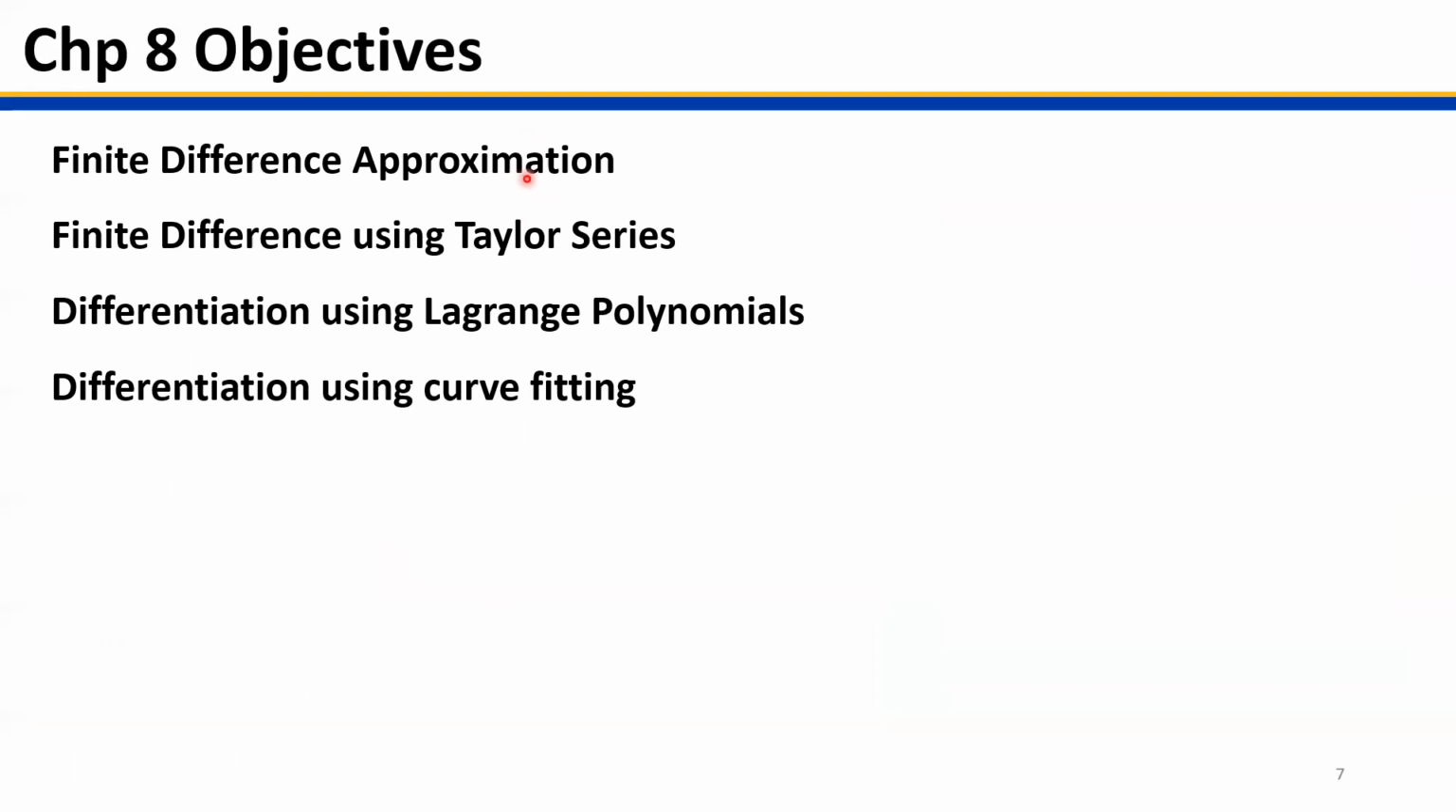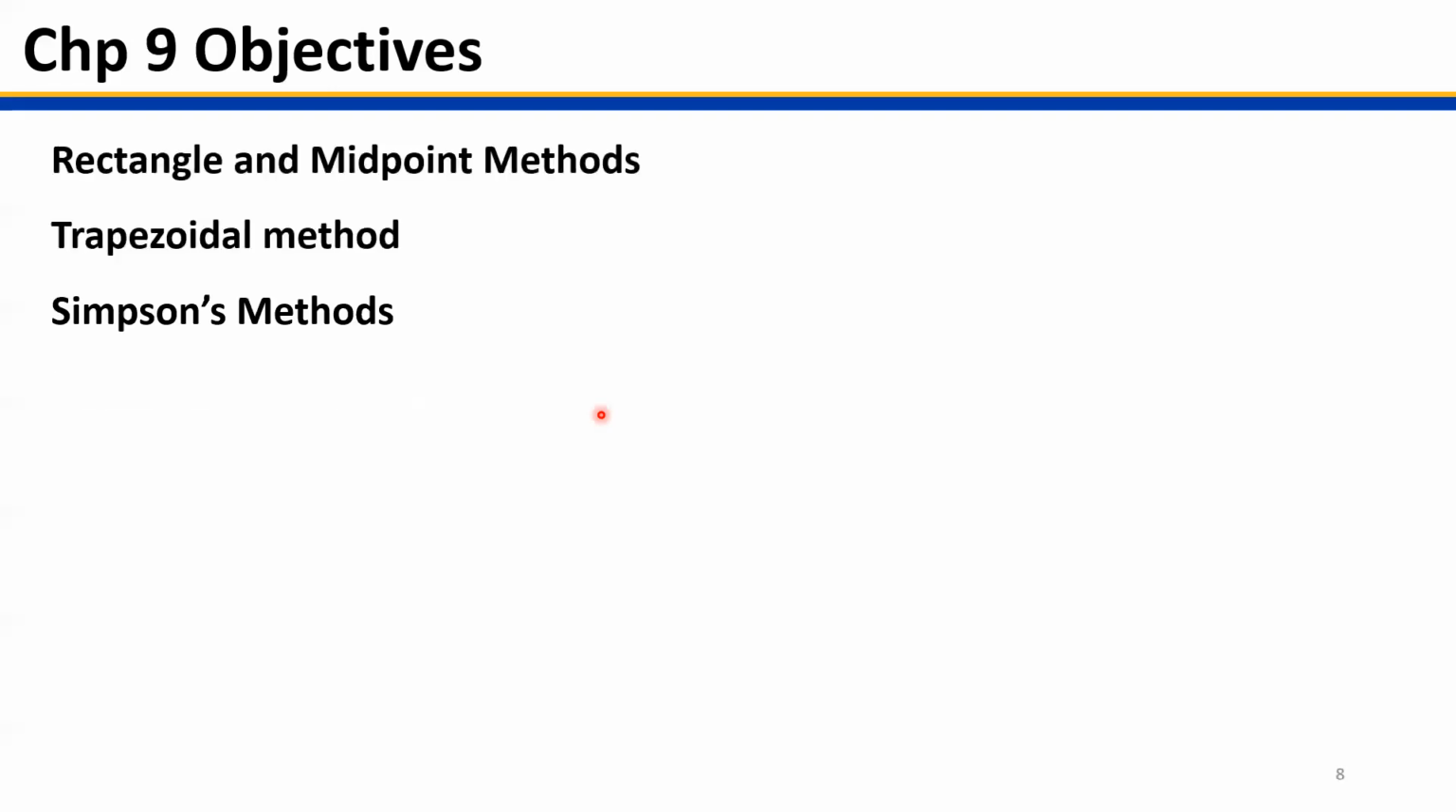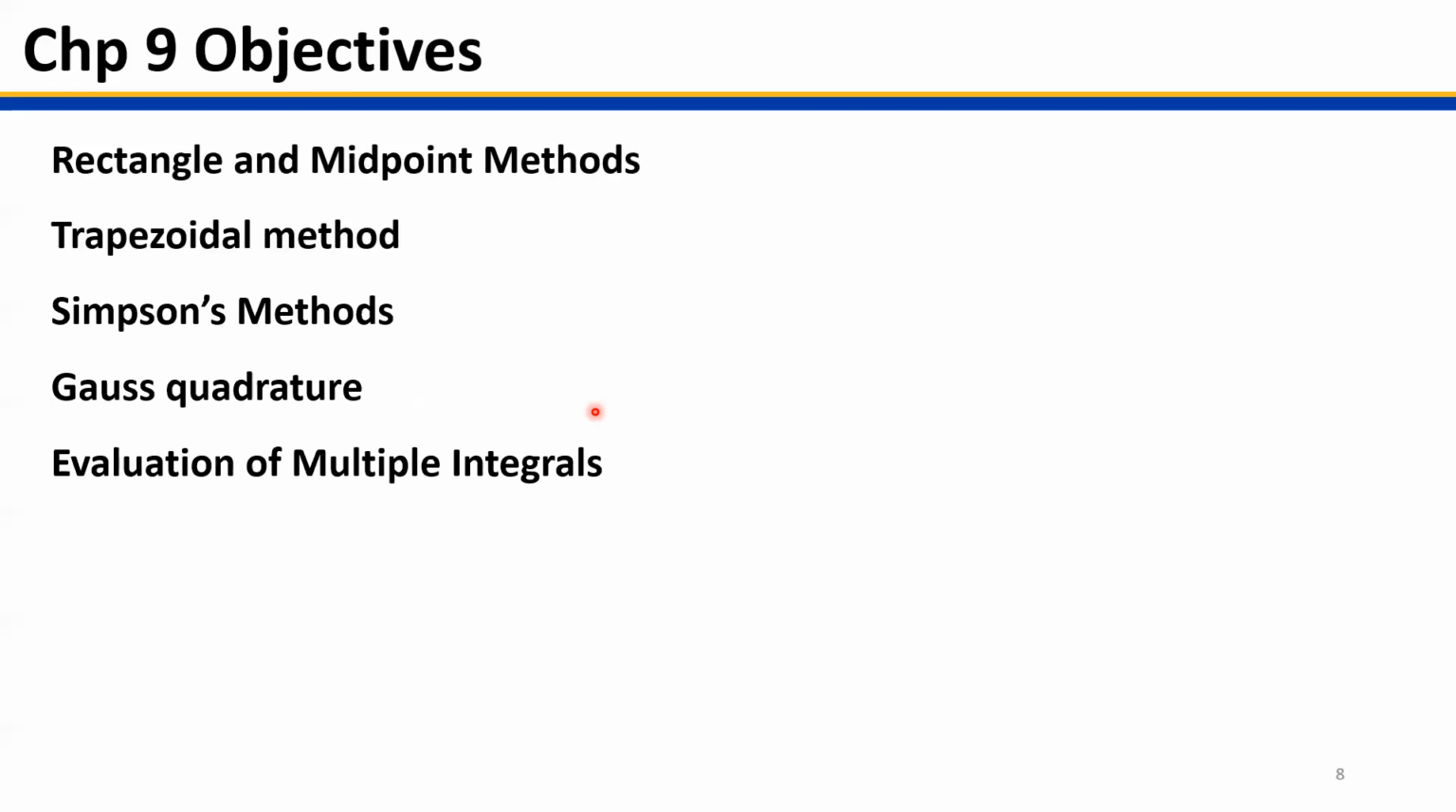And then you can also derive the equations using Taylor series, Lagrange polynomials, and then differentiation using curve fitting. So really, we're combining all the lectures down to one single objective, which is to calculate derivatives. Okay. And then for chapter 9, if we can get to it, we're going to do an example on Simpson's methods. Okay. And then I encourage you to check out Gauss quadrature.